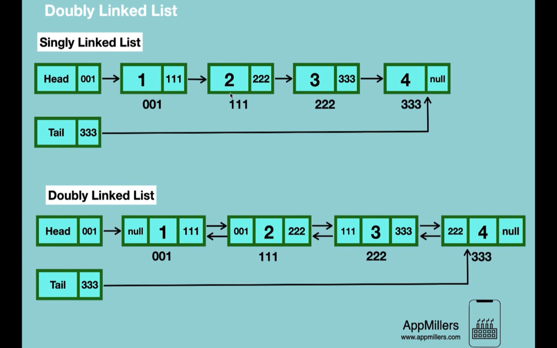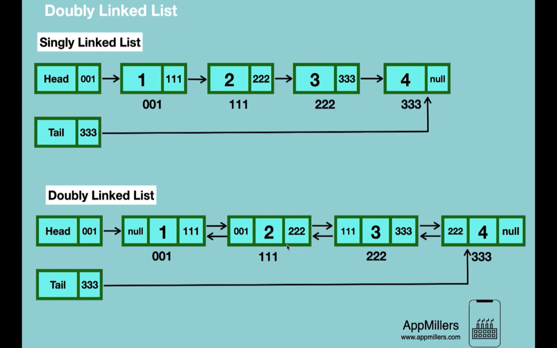To overcome this problem, we have a double linked list. In the double linked list, each node contains two references that refer to the previous and next node. This allows us to traverse forward and to traverse backward, which means that we can easily come back from node 3 to node 2 and from node 2 to node 3. So in both ways, traversal is possible.